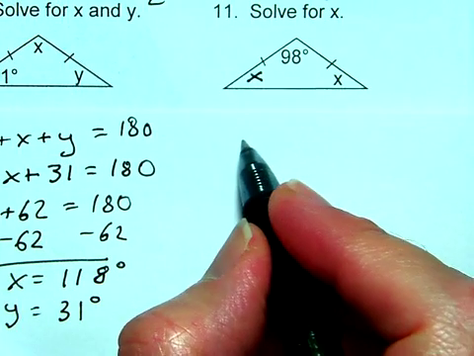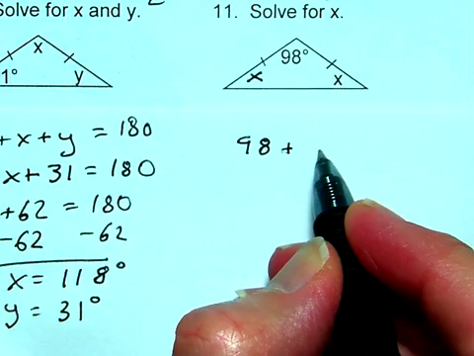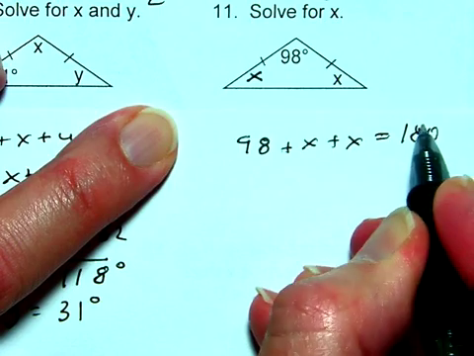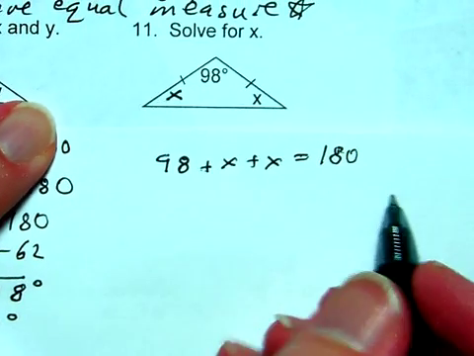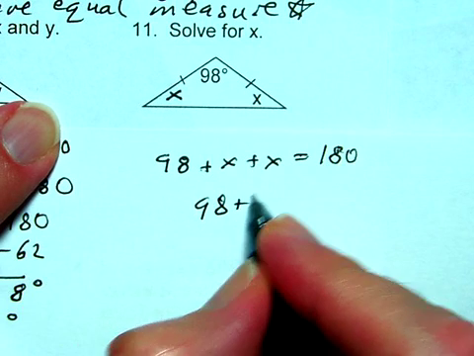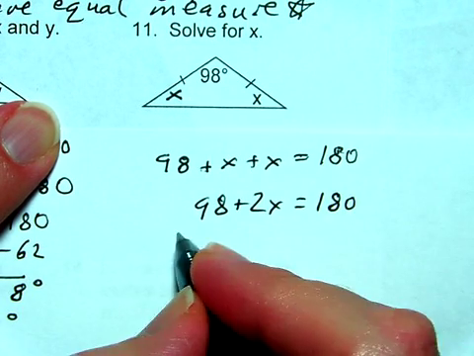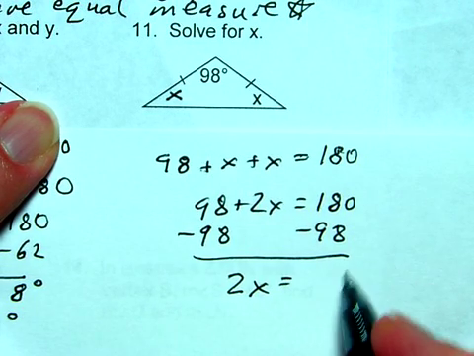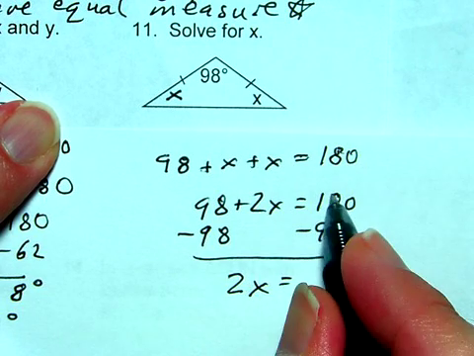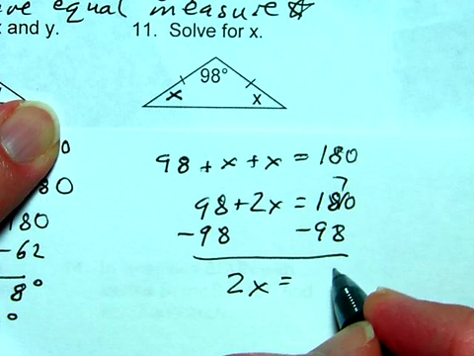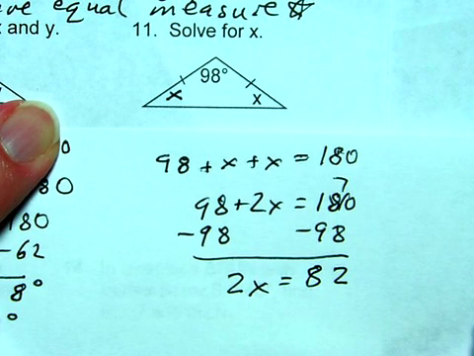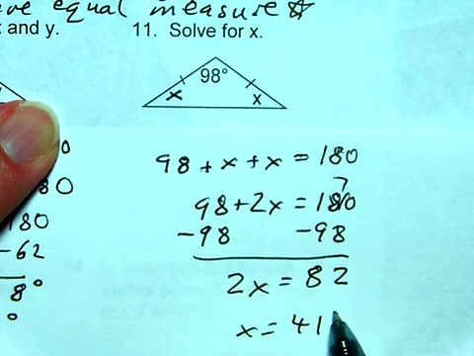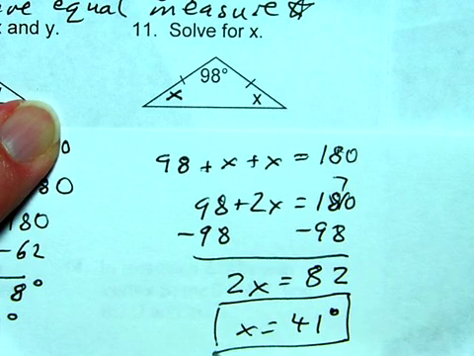So let's make our equation 98 plus x plus x is equal to 180, and we just need to solve this for x. We get 98 plus 2x is equal to 180. Subtract 98 from both sides. We get 2x is equal to, well, I'll do this the long way. I'm sure you could do it better with your calculators. 2x is equal to 82 degrees. X is equal to 41 degrees. So we've solved for x, and that's our answer.